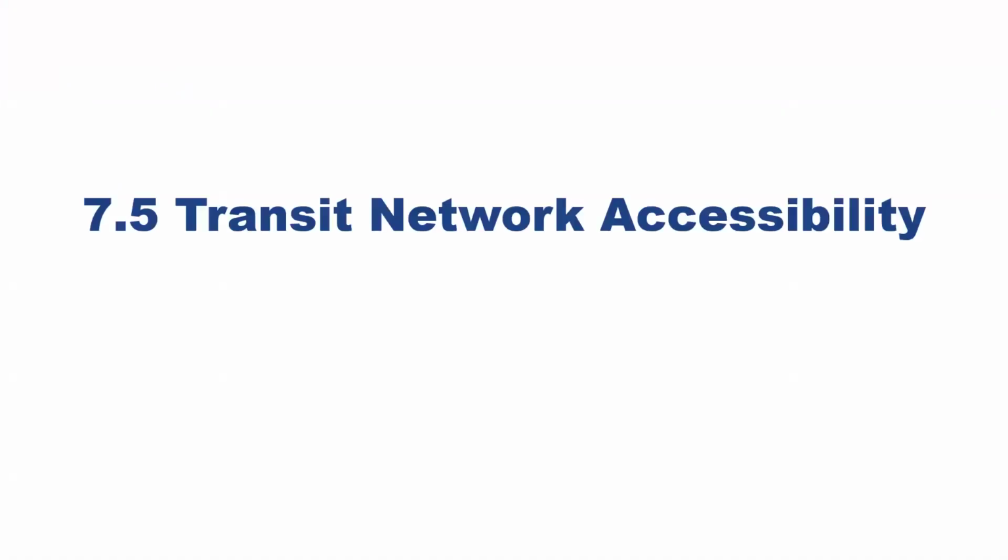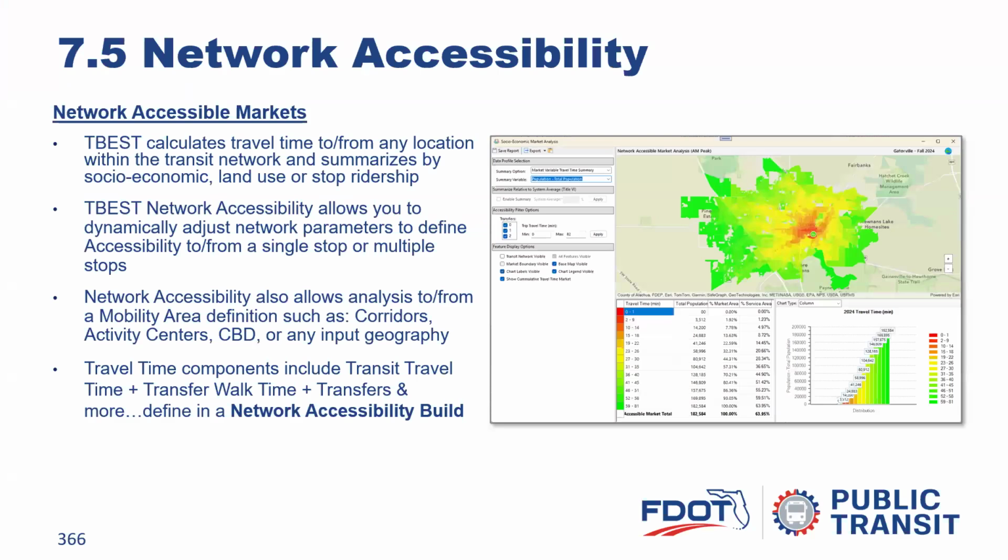There we go. Transit network accessibility. One of the great things about T-Best is that not only can it do regular market analysis for any kind of area, so we've looked at multiple area types and summarized many different markets relative to stops and routes and mobility areas, et cetera. But you can also perform network accessible market analysis.